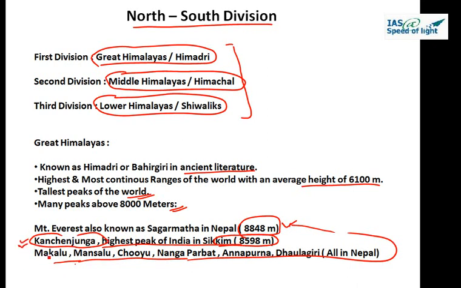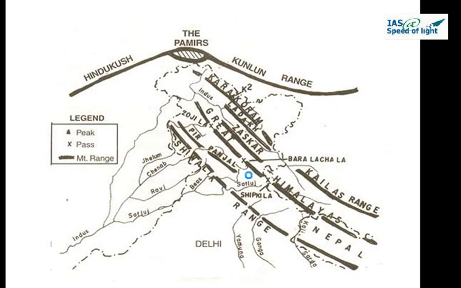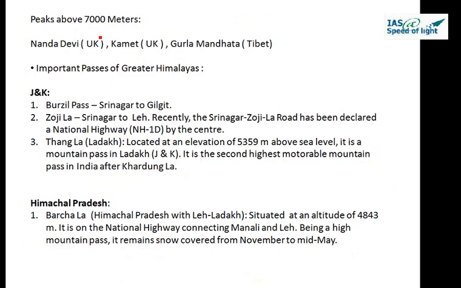Other than this, the peaks which are above 8,000 meters are in Nepal, in Great Himalayas. So these are the different ranges. First, second, and third we have already seen. There are certain peaks which are above 7,000 meters also. First we saw which are above 8,000 meters, the Mount Everest, which is known as the Sagarmatha in Nepal. Some peaks which are above 7,000 meters are Nanda Devi in Uttarakhand, Kamet in Uttarakhand, and Gurla Mandhata in Tibet.